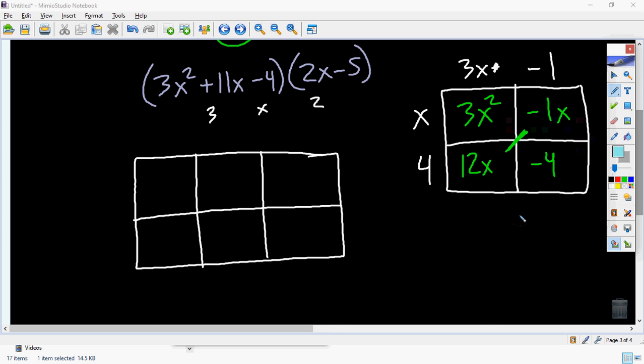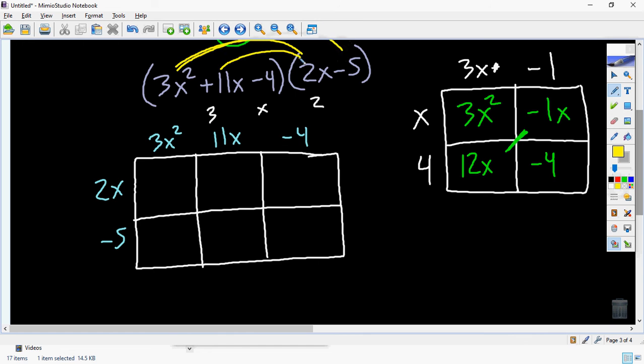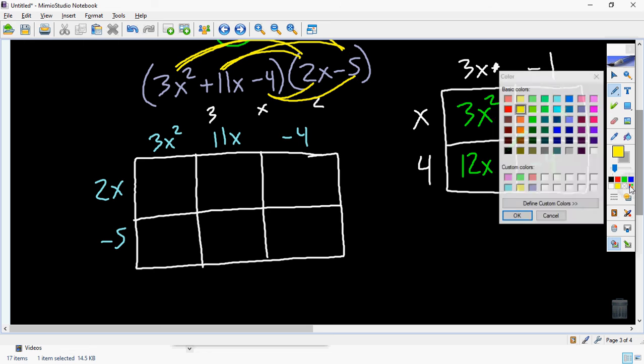Alright, so I have 3x squared, 11x, negative 4, 2x minus 5. By the way, if you've never used the boxes, all they really do is just help me visualize distributing. So really I'm just distributing, and then distributing, and then distributing. So if you're more comfortable with that, not a problem. Does the exact same thing.